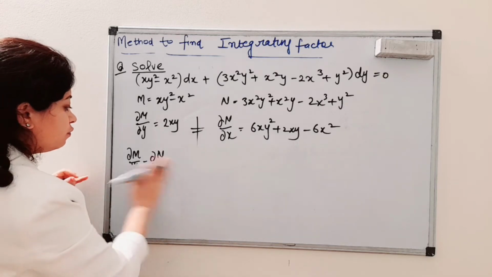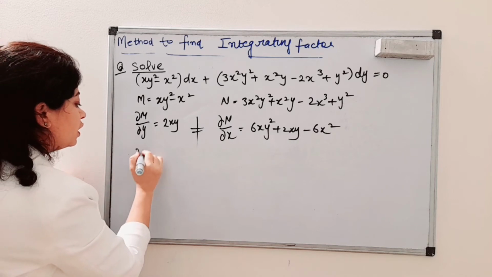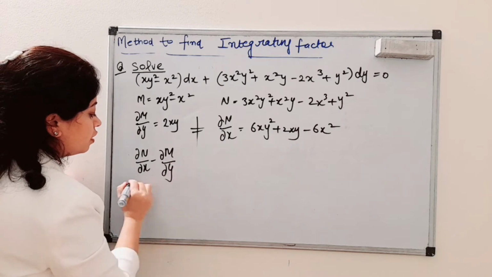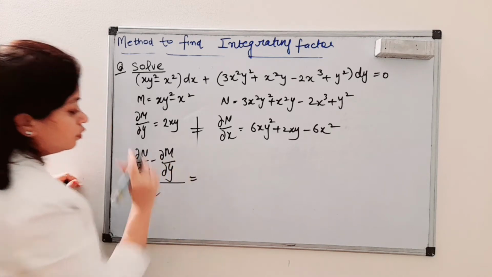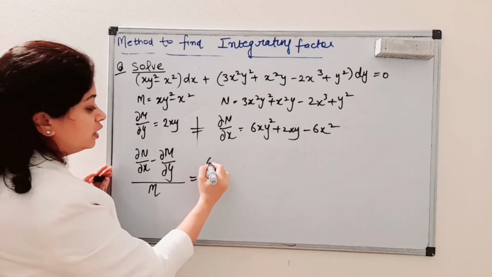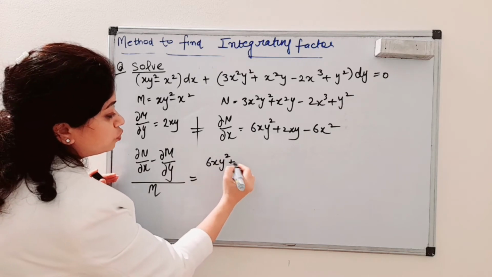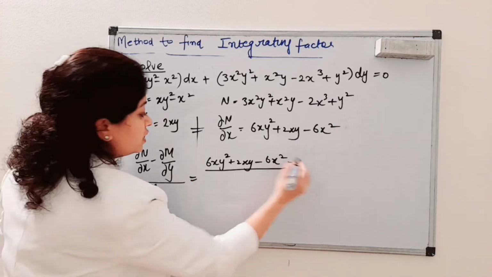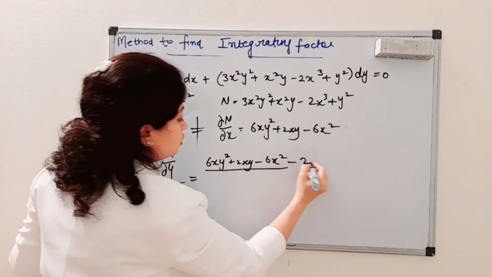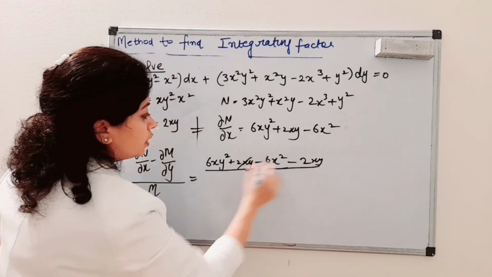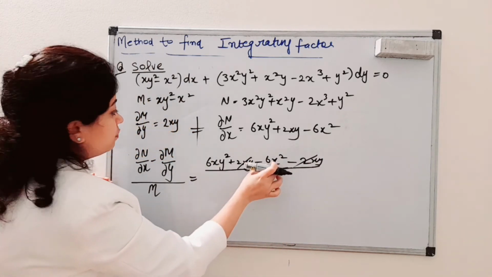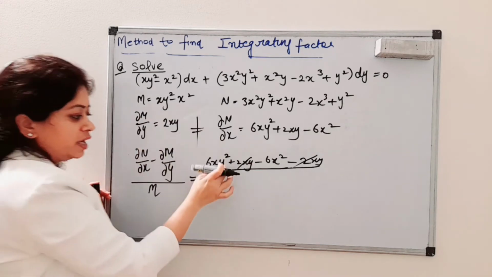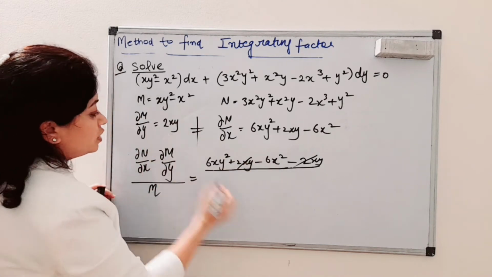Okay, so first of all I am taking ∂N/∂x minus ∂M/∂y upon M. Okay, what is ∂N/∂x? 6xy square plus 2xy minus 6x square minus ∂M/∂y is minus 2xy. Okay, now this is 6xy square minus 6x square. We can clearly see that this is xy square minus x square, xy square minus x square. So we are taking M here.